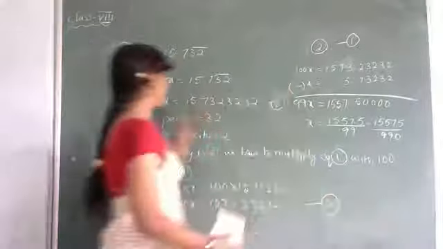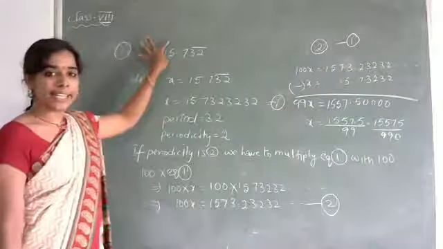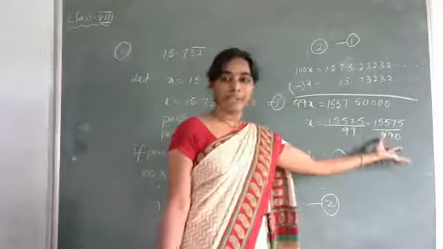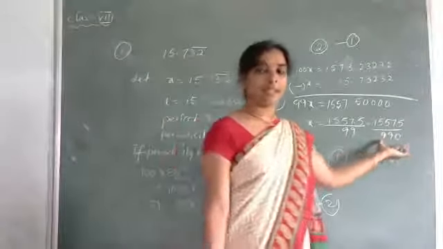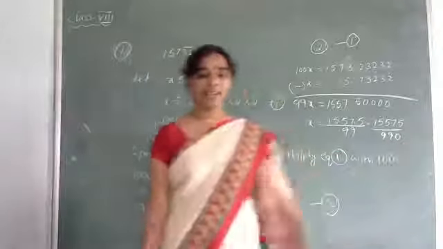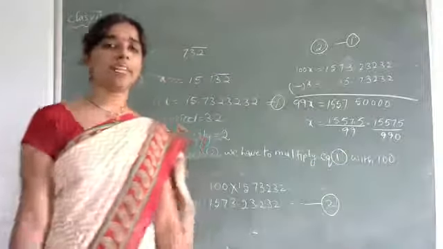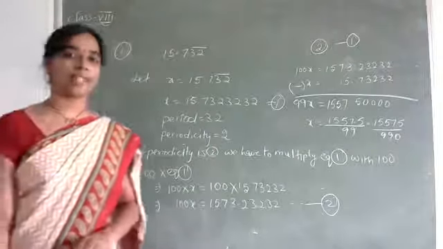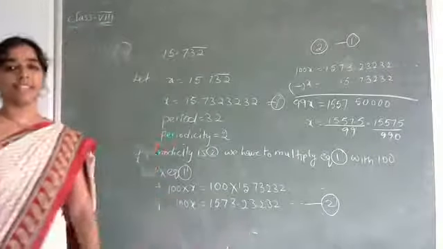So we change the non-terminating decimal number into a rational number. You can cancel this number into its simplest form. Otherwise, we can leave it like this. Like this, you have to do the period and periodicity problems, changing non-terminating decimal numbers into rational numbers.